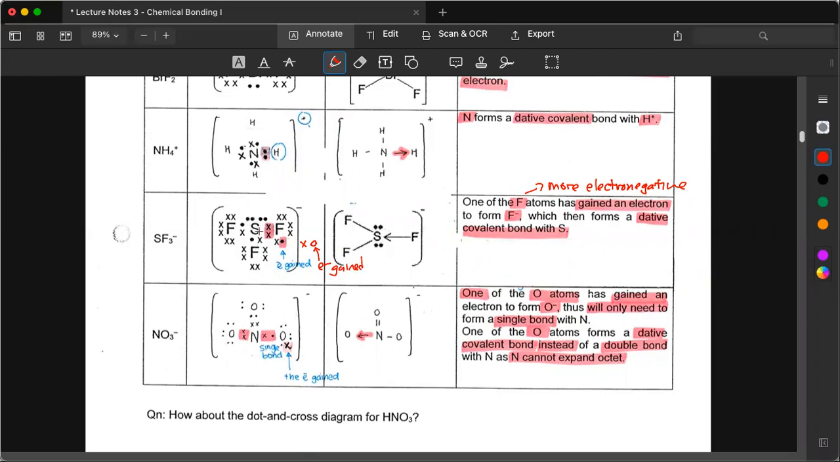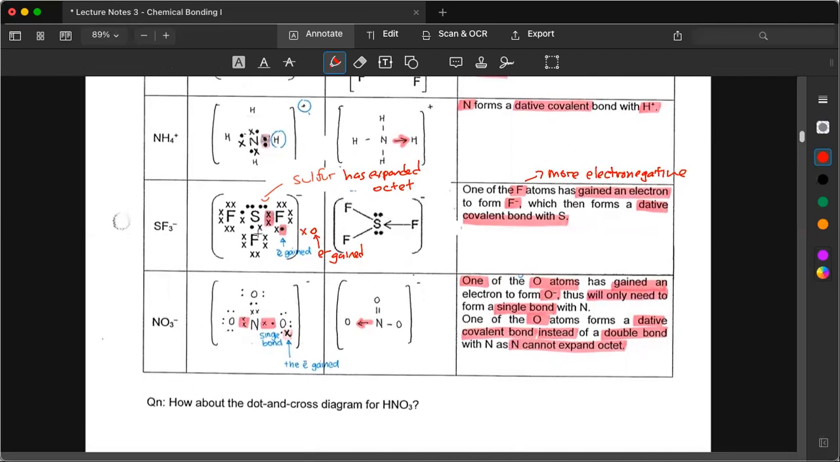So sulfur, right? You'll notice that it has an expanded octet. Why? Because it's in period 3, not period 2. So it can hold more than 8 electrons in its valence shell. It goes on to the principal quantum number n equals 3, where it can hold up to 18. So 10 electrons is not an issue for sulfur.